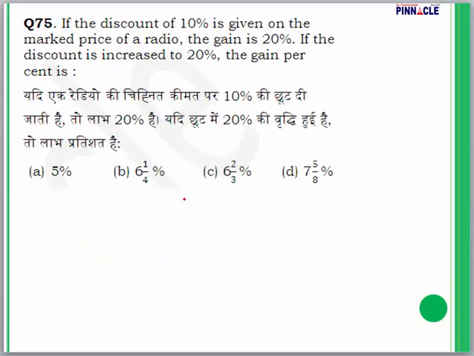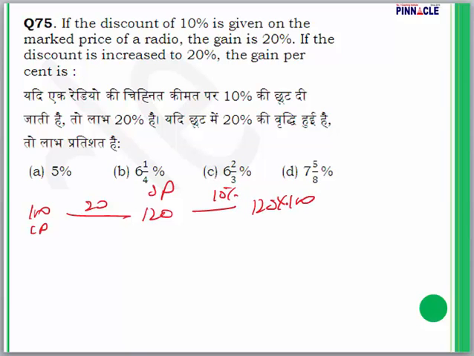So question number 75, the last question. If a discount of 10% is given on the marked price of a radio, the gain is 20%. If the discount is increased to 20%, the gain percent would be how much? Suppose 100 is the CP and gain is 20%, that is 120 is the SP, and then the discount is 10%. You can say 120 into 100 by 90, that is 400 divided by 3 is the MRP.